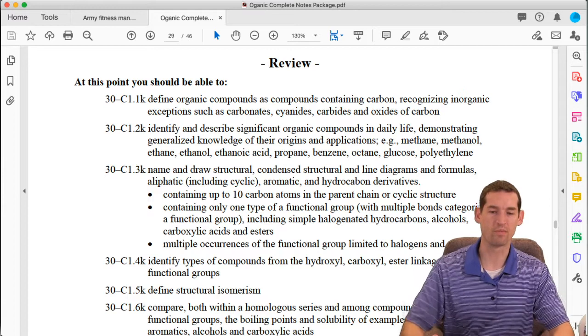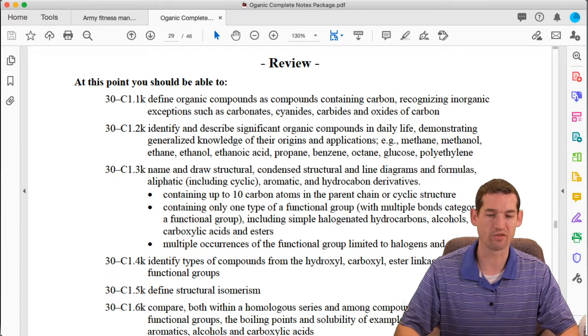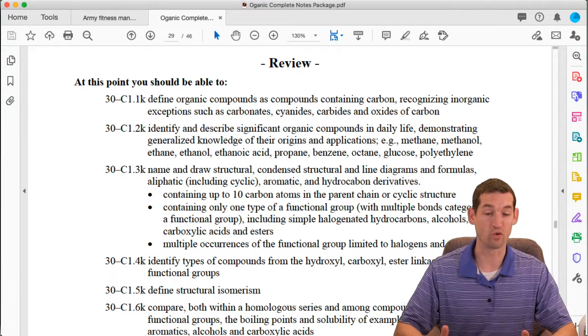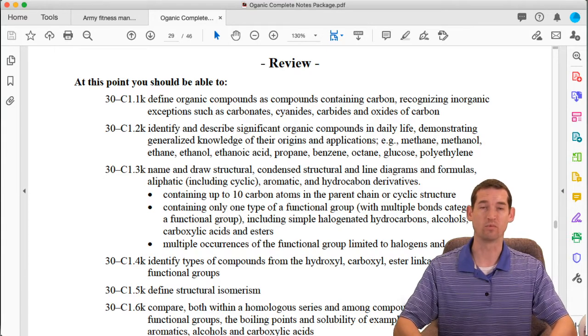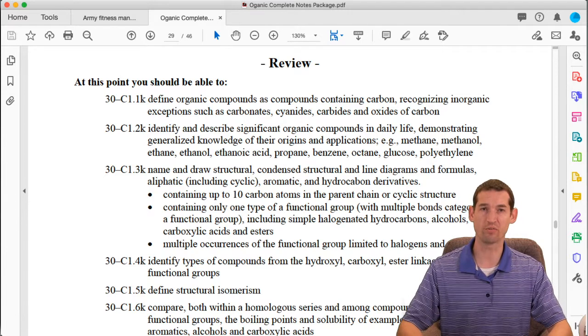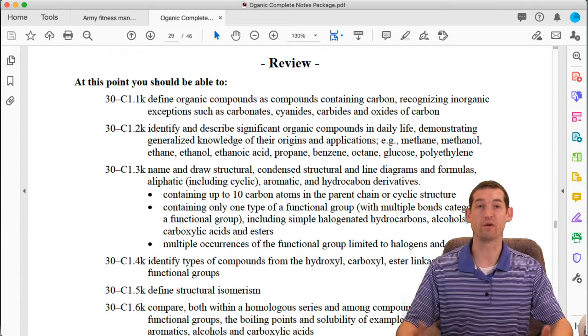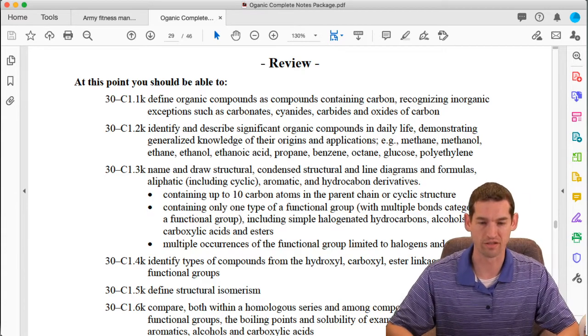1.2 is the piece that I've gone through and done a little bit with on each family. You need to be able to identify and describe significant organic compounds in daily life, demonstrating a knowledge of their origins and their applications. So where do we get them? We haven't gone into that a ton. We'll go into that more in the second half, but in general, most of the places we get these organic molecules are from crude oil, although you can get them obviously from living things, and even the crude oil itself got it at some point from living things.